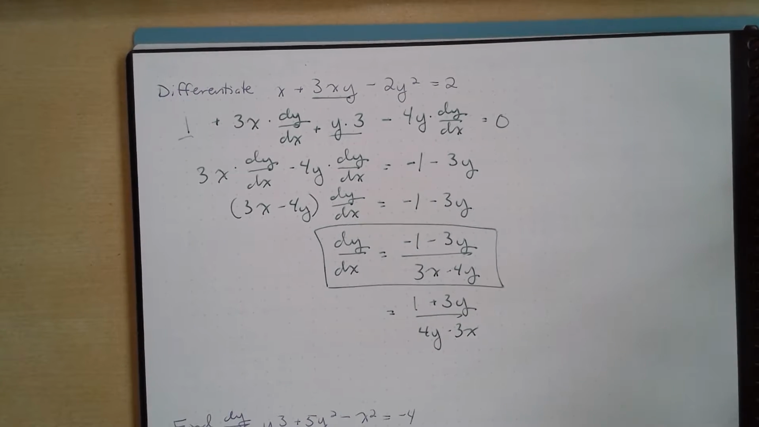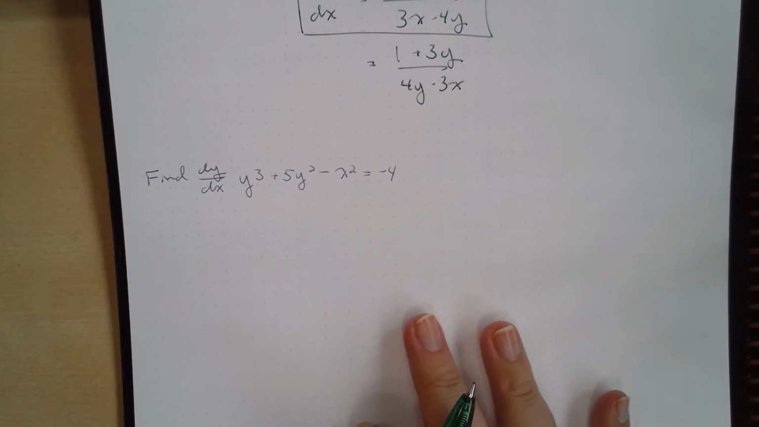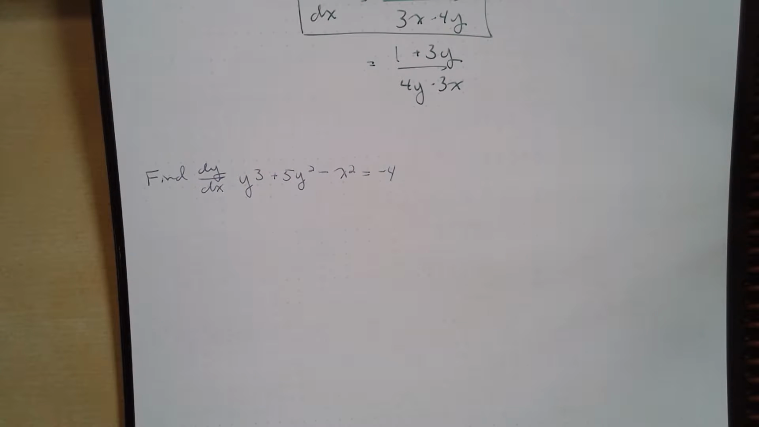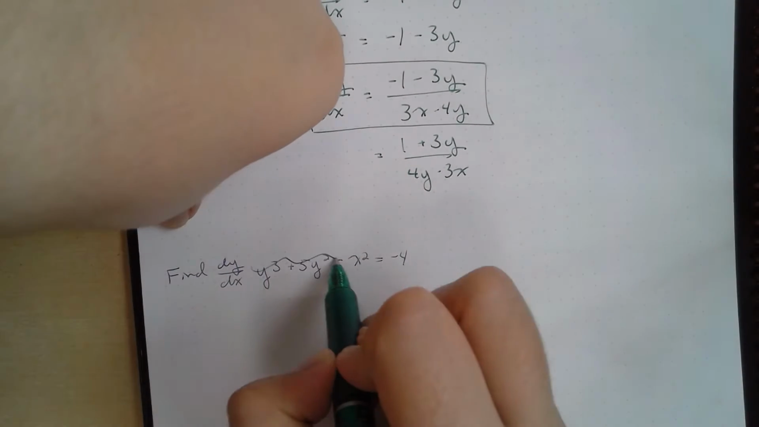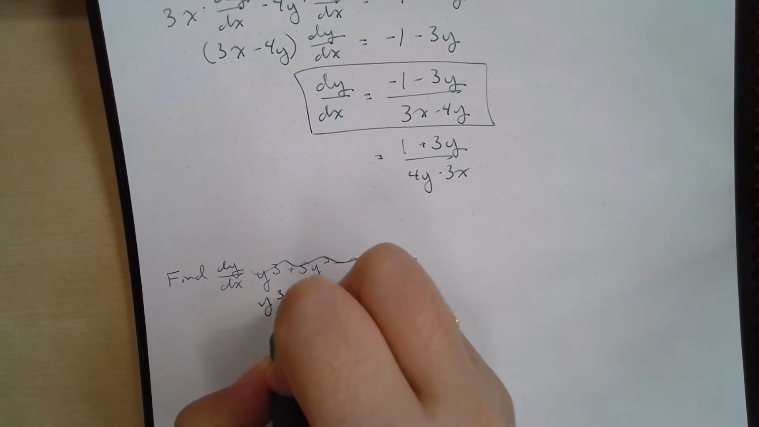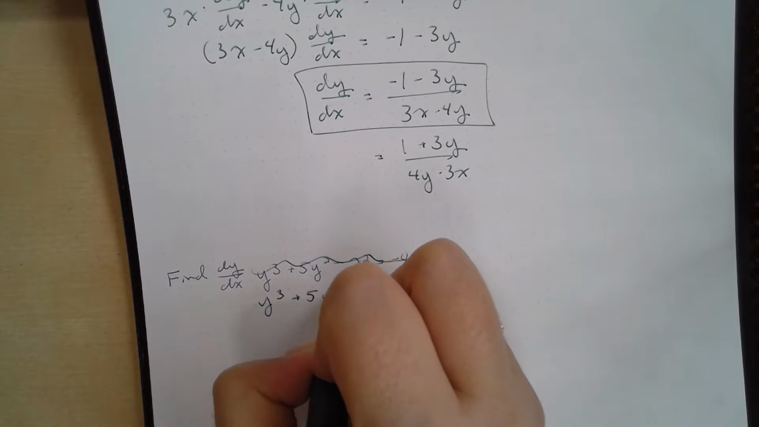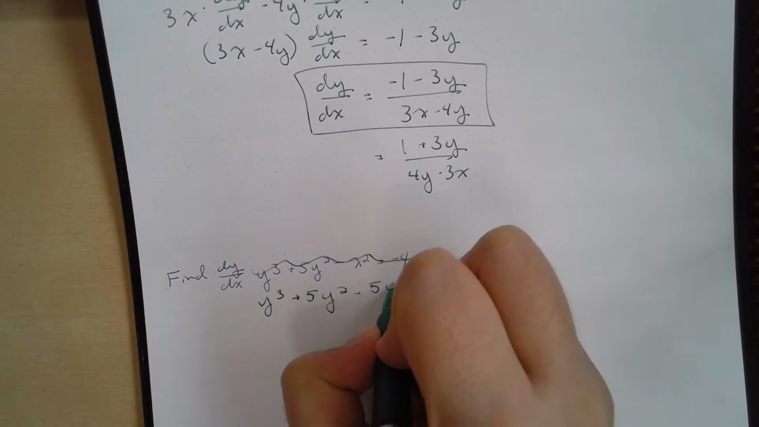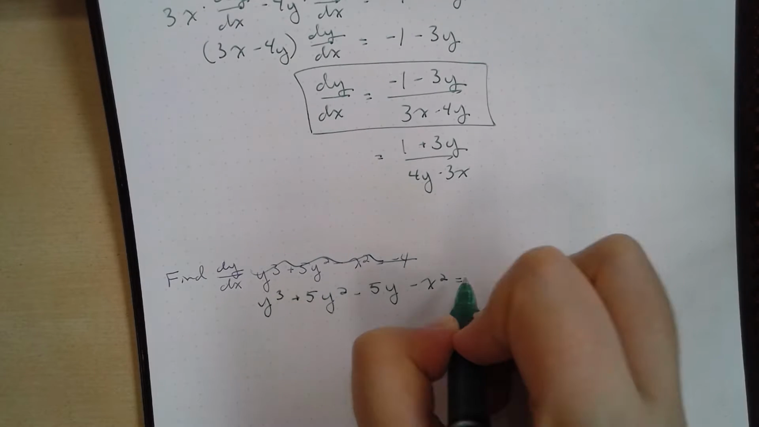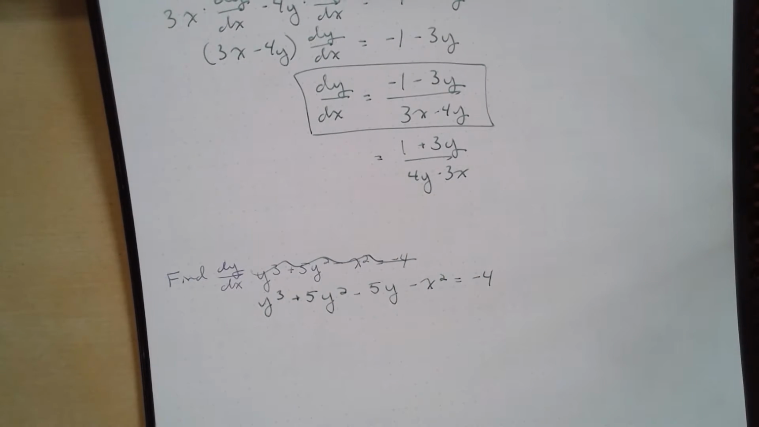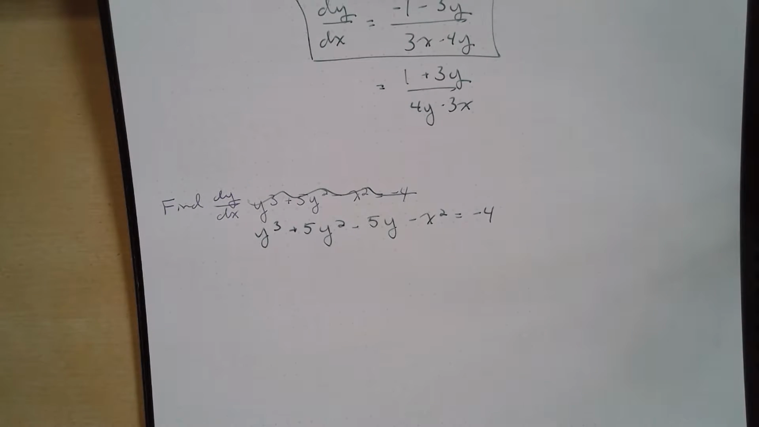All right, let's find dy over dx for this next one. y cubed plus 5y squared minus 5y. Oops, did I miss a part? I totally did. Let me rewrite this here. All right, it's supposed to be y cubed plus 5y squared minus 5y minus x squared equals negative 4. We wouldn't want to miss all the fun there in the middle, would we?